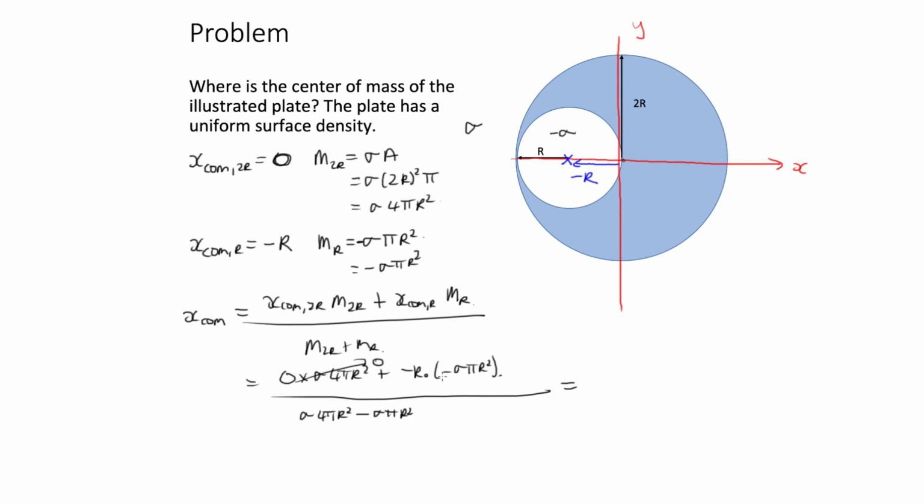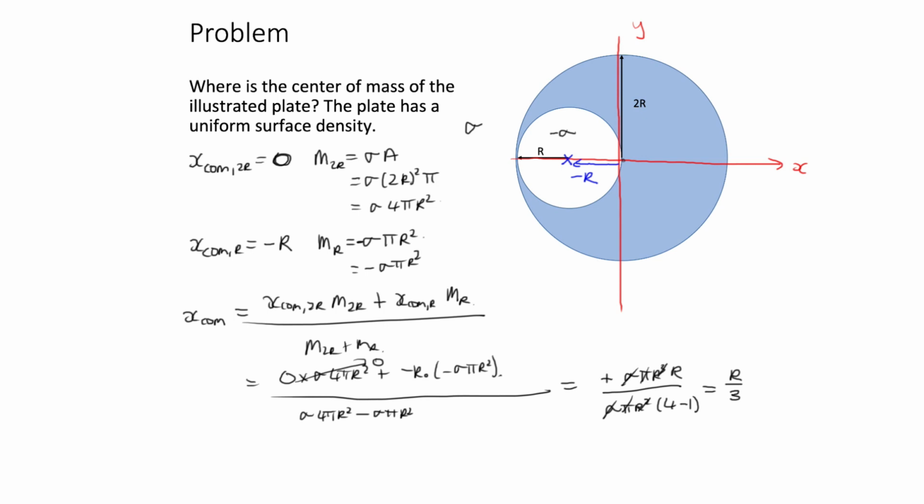So on the top I've got minus sigma pi r cubed. Oh, sorry, it's positive because we've got negative times negative. Then on the bottom, I can pull sigma out as a common factor, and I've also got pi r squared, which is a common factor. So here I've got 4 minus 1. So this cancels, this cancels, and I'm left with just 1r on the top, cancelling that r squared on the bottom. So I end up with r over 3.